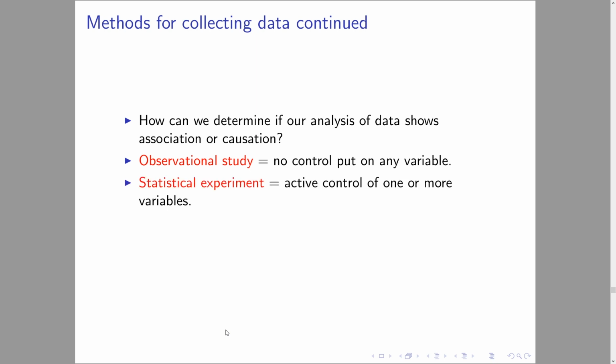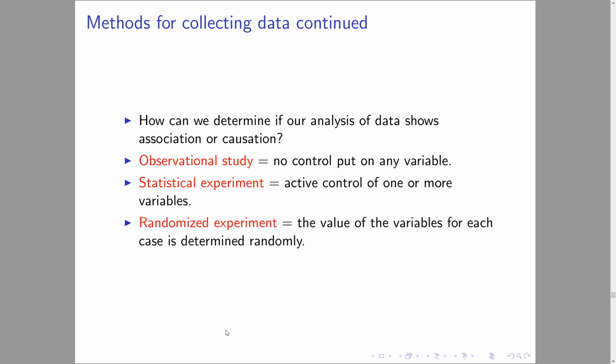A statistical experiment, or just an experiment for short, is where there's active control of one or more variables. So it will be like us going out and observing those farmers, but we're now telling the farmers to use a specific amount of fertilizer and we vary that. That is a statistical experiment.